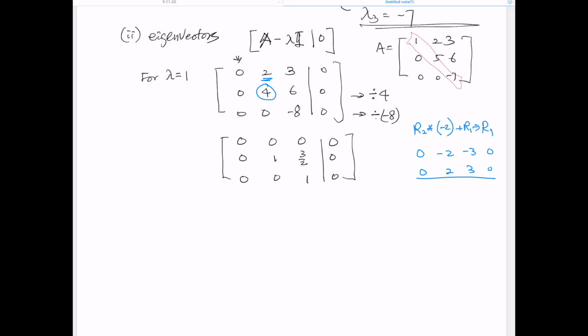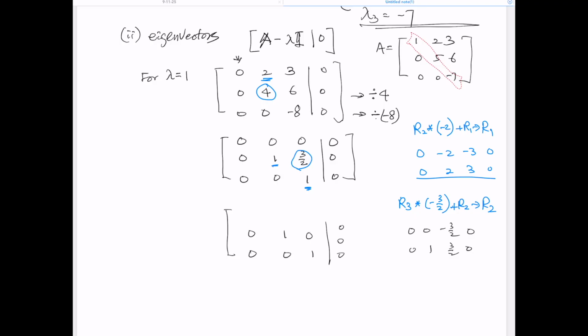We're not done yet, right? So now we need to make this entry 0 because the third row, third column is 1. Therefore, we need to do R3 times negative 3 over 2 and then add R2, put it back to R2. Then we have 0, 0, 1, and R3 is 0, 0, negative 3 over 2, 0, 0, 1, 3 over 2, 0. So it's going to be 0, 1, 0, 0. First row is all 0.